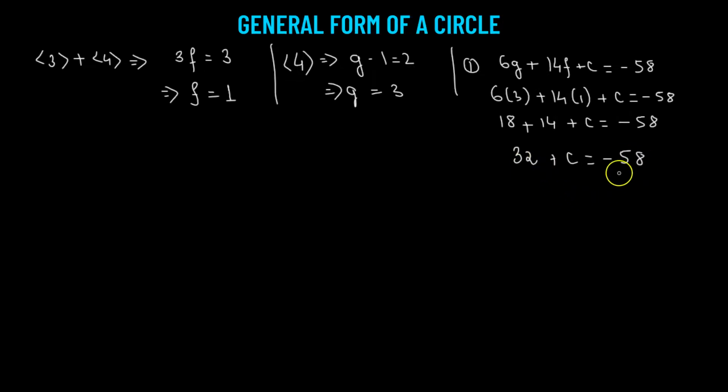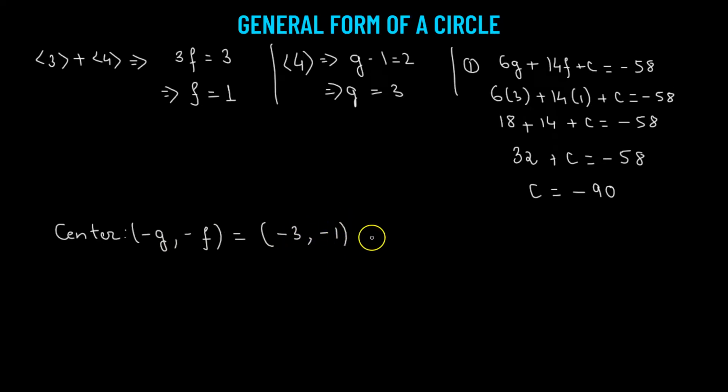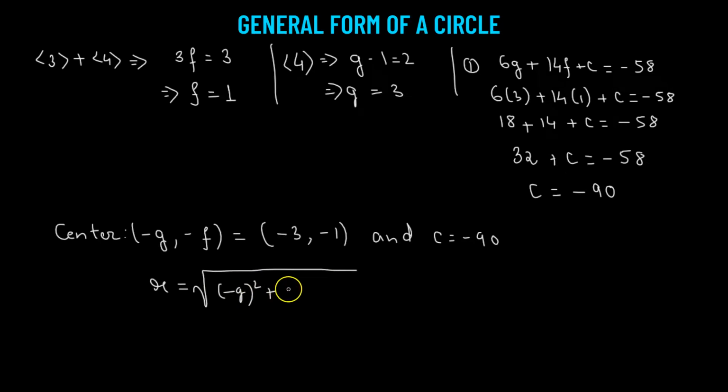So transposing 32 to the right hand side and combining with negative 58, that's going to give us negative 90. So this is the value of c. Now we can define the center. Our center, which is given by negative g comma negative f, comes out to be negative 3 comma negative 1, and the c value equals negative 90. We can use it to find the radius, which is defined by the square root of g squared plus f squared minus c.